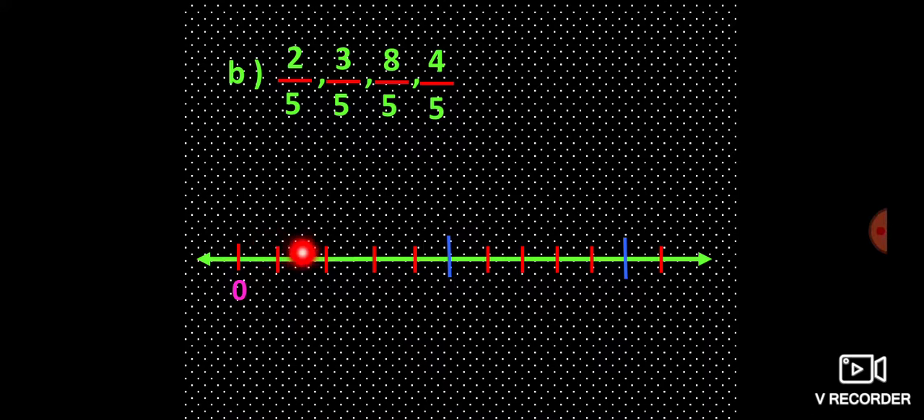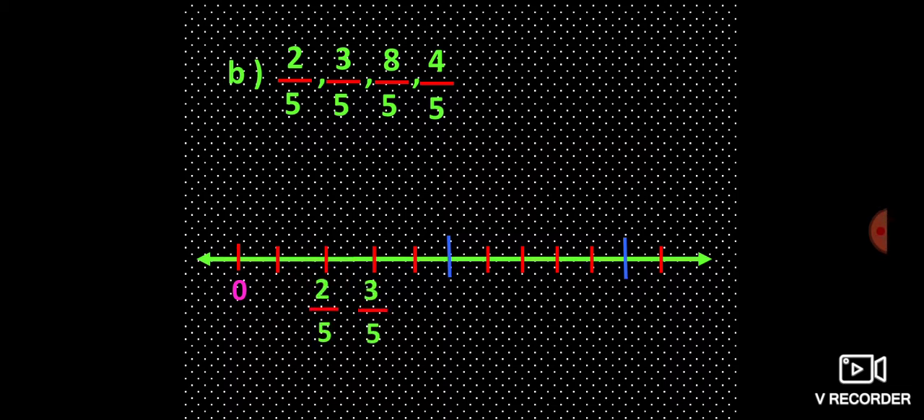2 by 5, 3 by 5, 8 by 5, 4 by 5. Here no change because all the denominators are the same. So we divide the number line into 5 equal parts like this. 0, then 1, 2, 3, 4, 5. The fifth one, take it as 1. Then here 1, 2, 3, 4, 5. Next 5, take it as 2. Then listen, 2 by 5. This is 1 by 5. This is 2 by 5.